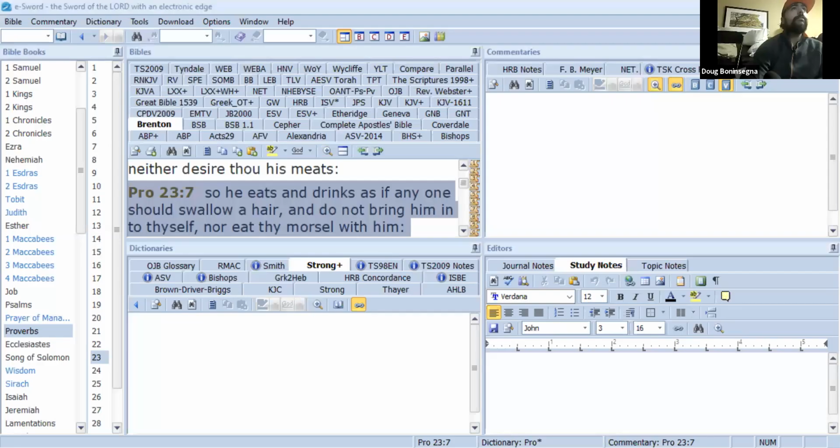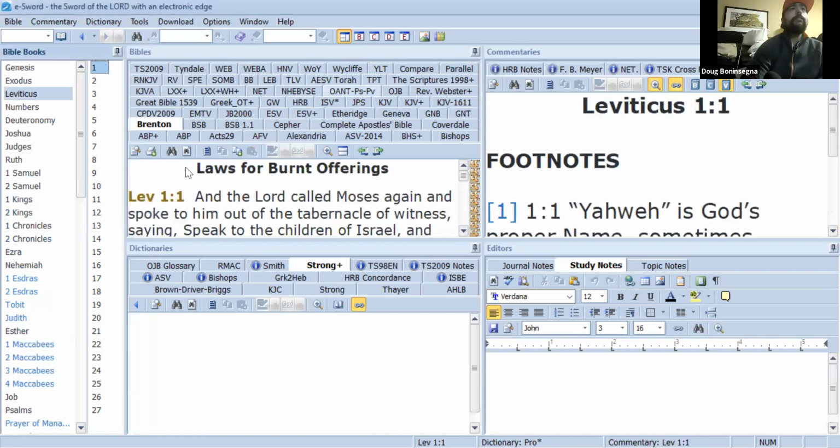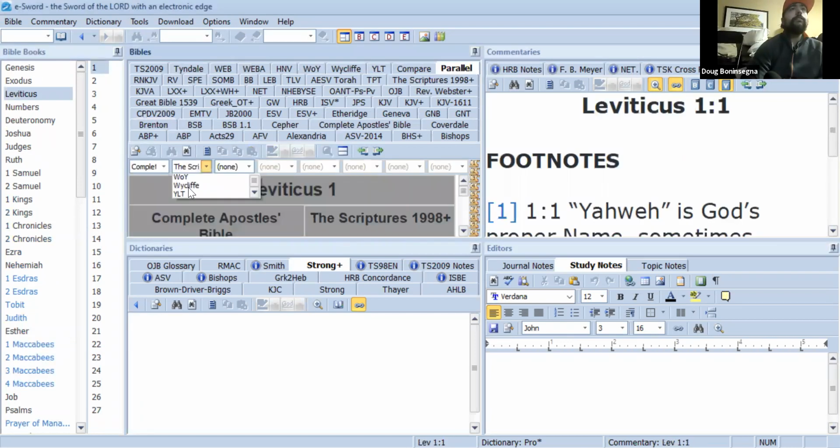So we're going to be starting Leviticus Chapter 1 from the Septuagint, okay? And let me just put it here on the shared screen here. Okay. Leviticus 1. All right. Okay, so here we go.